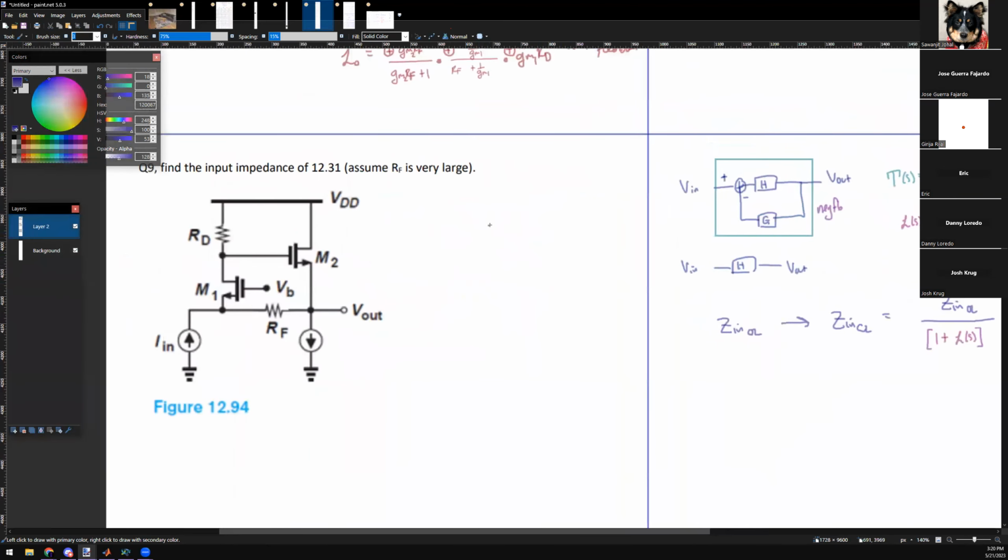Anyways, okay. Output impedance, we do the same thing. So the output impedance is supposed to be a voltage. You guys see that? So ideally, do I want Z out to be big or small?